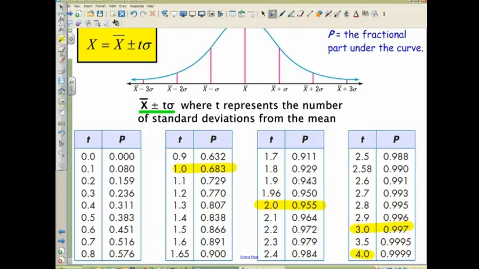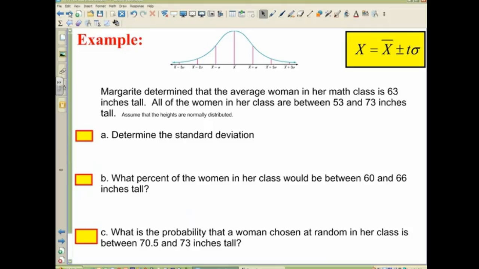And finally, when we get out at 4 standard deviations, way out on these tails, 4 standard deviations below the mean here, then we're at 99.99% of the data. So practically all the data is contained in plus or minus 4 standard deviations.